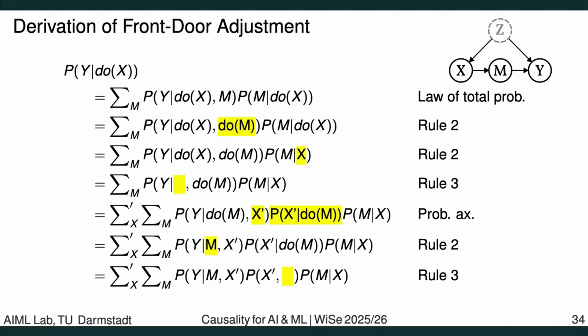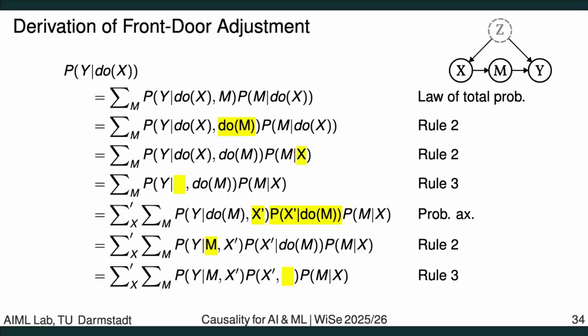And here in the very first step, we get this weird or unintuitive, I'd say, application of rule 2, where we introduce a do operator to then proceed further. Here in the third step, we at least do the other way around. Here we remove the x. This is, I think, what we have argued before, in the initial derivation of the front-door criterion.